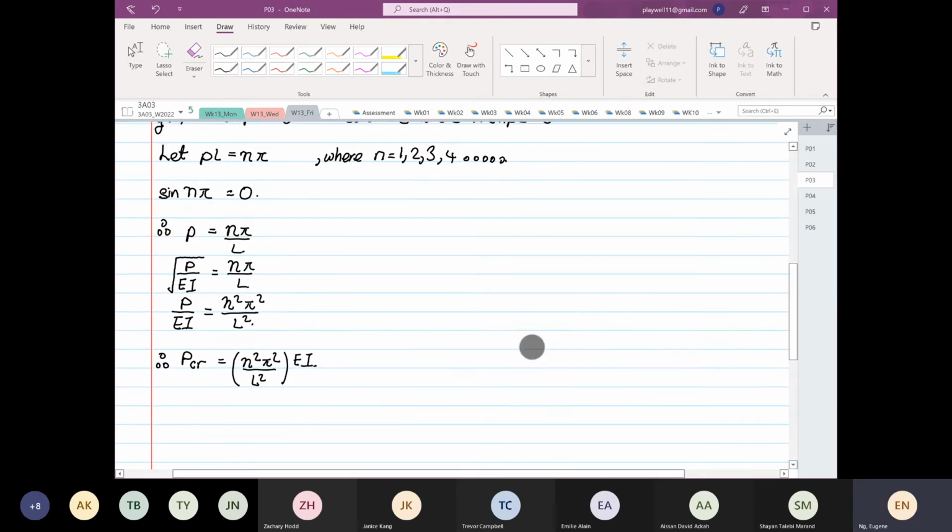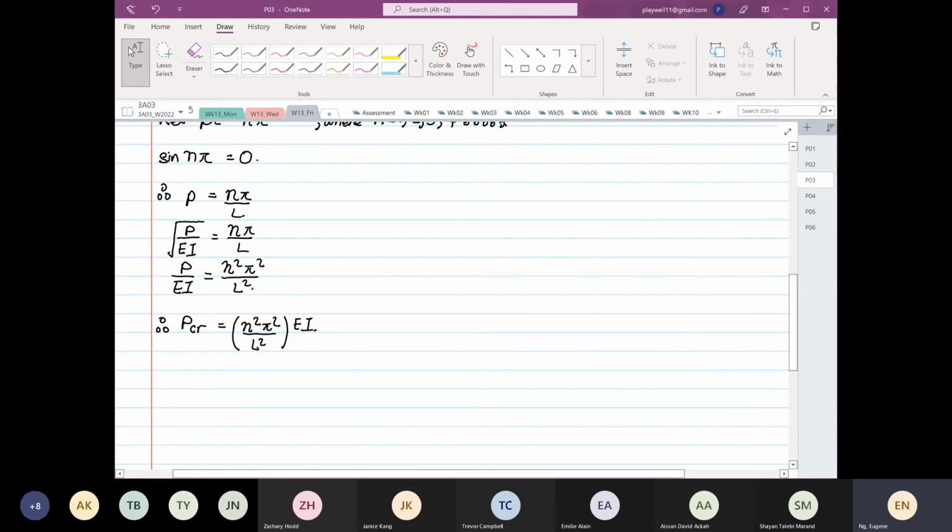So if we were to change this to stress, right? Stress critical is equal to load critical divided by the cross-sectional area. What we get over here will be equal to n squared pi squared over L squared, EI over A.